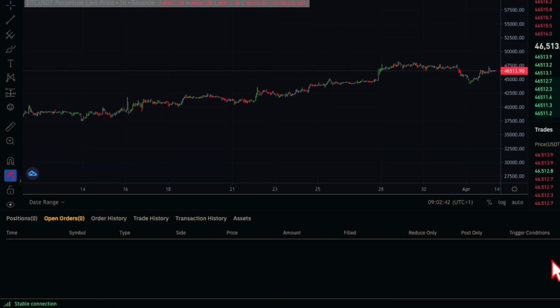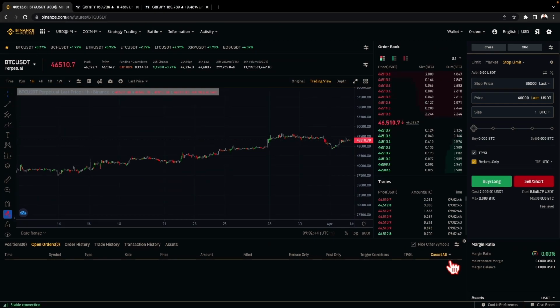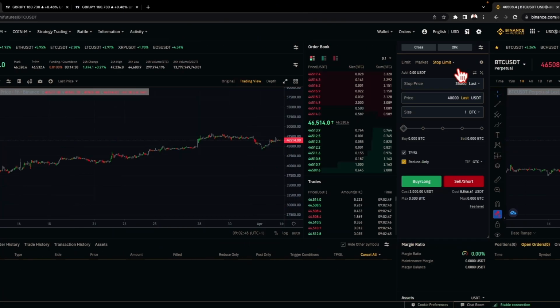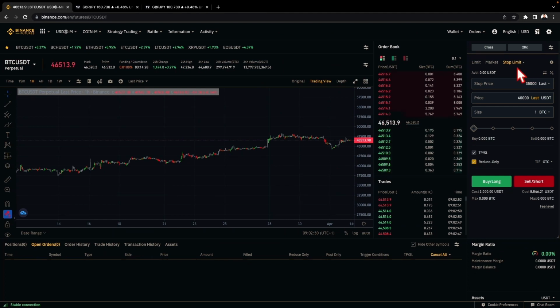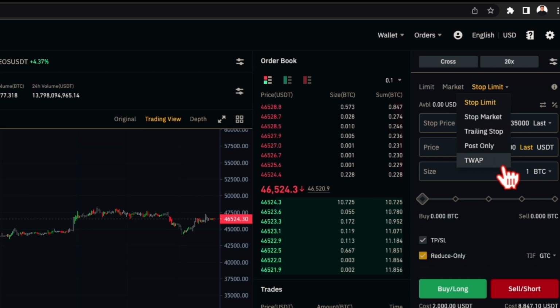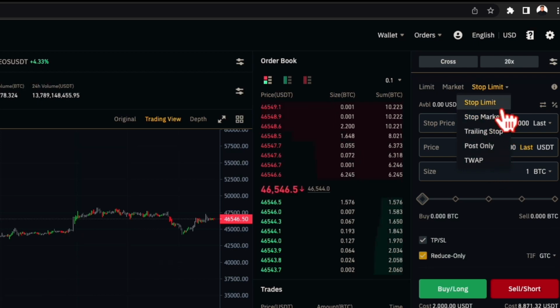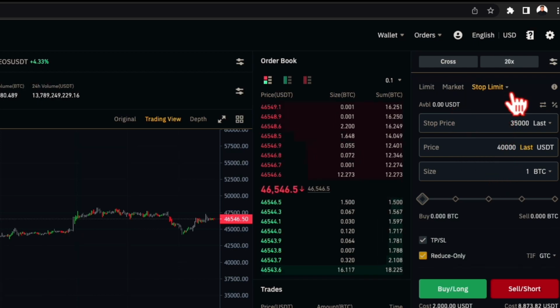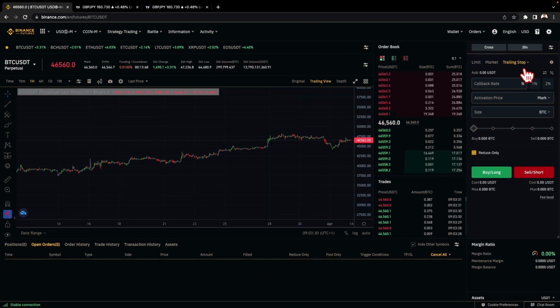And if you want to cancel your open orders, you can click here on cancel all, to cancel your open orders. Now we have other types of limit, such as stop market, trailing stop, post only, TWAP. There are different ways to control your positions. So I won't be going into details on all of them because most people will end up using stop limit and or market price.